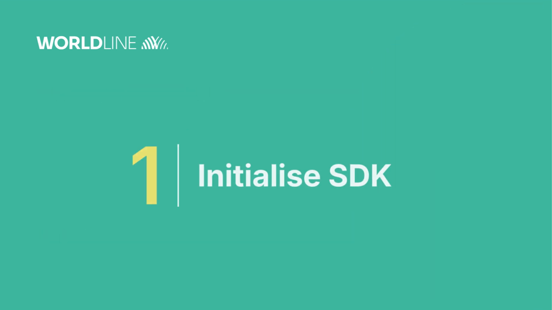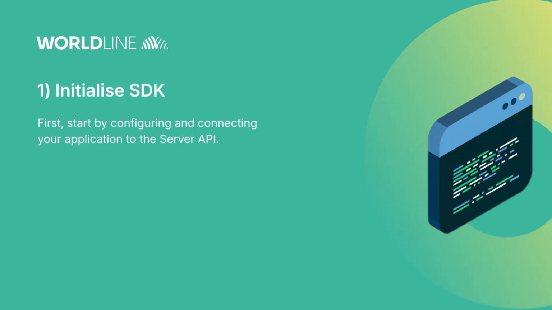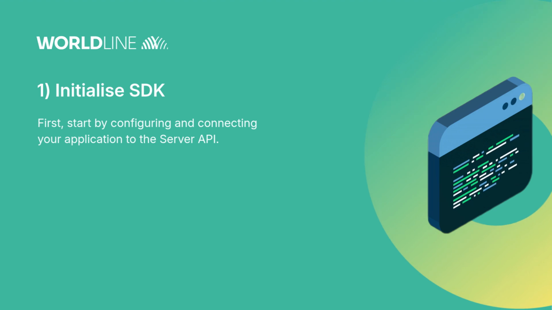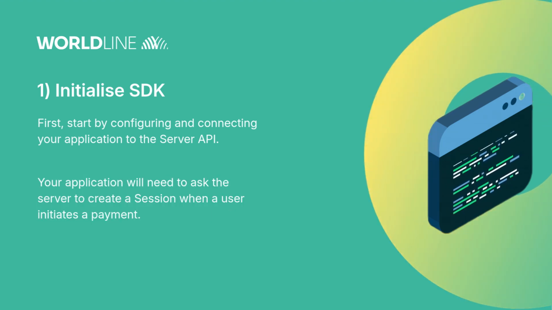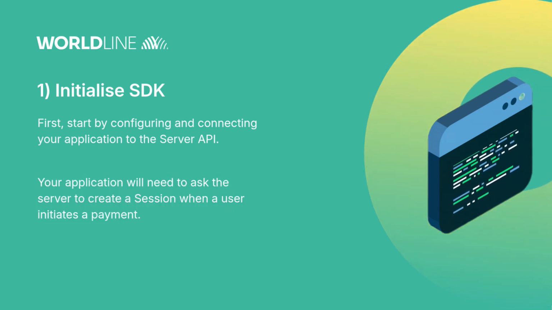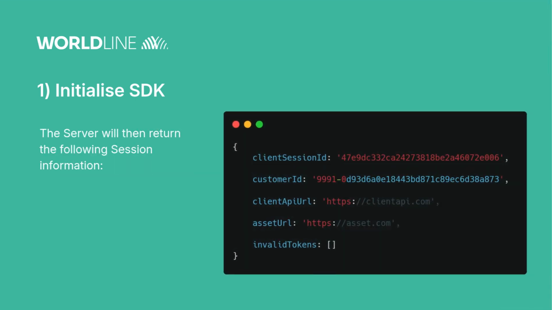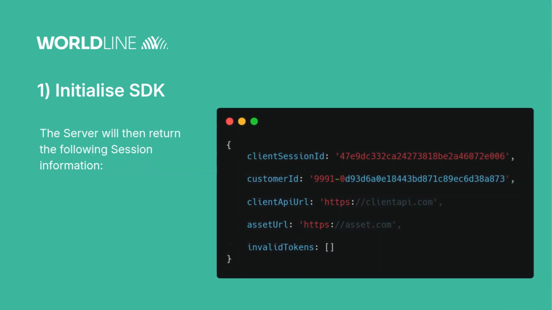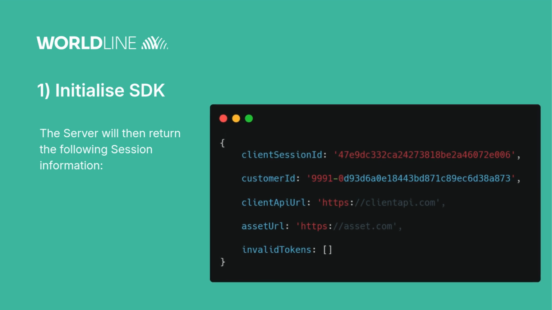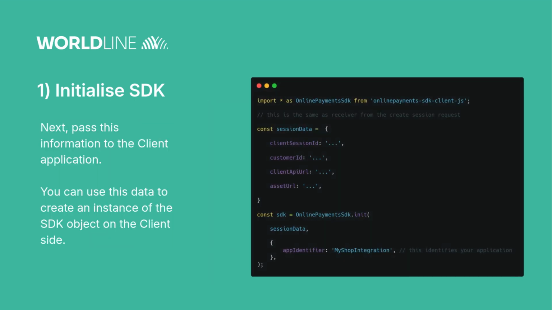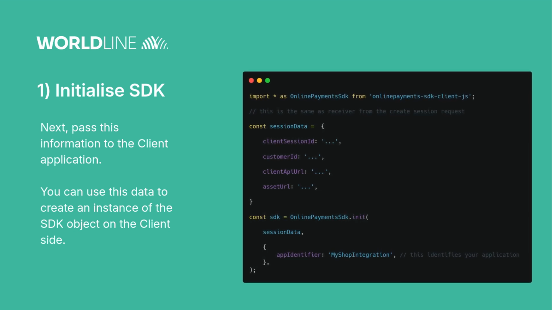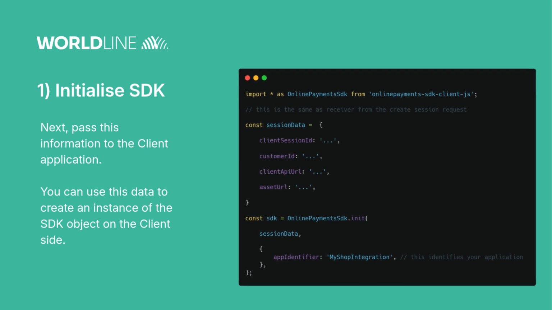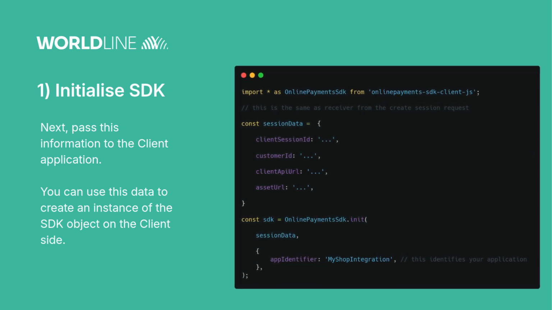Initialize SDK. First, start by configuring and connecting your application to the server API. Your application will need to ask the server to create a session when a user initiates a payment. The server will then return the following session information. Next, pass this information to the client application. You can use this data to create an instance of the SDK object on the client side.